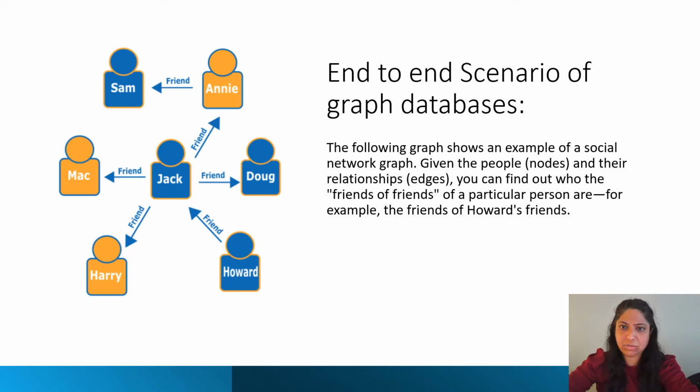Let's see an end-to-end scenario of a graph database. If you consider the example on the left, the graph is showing an example of a social network graph where the nodes are the people and the relationships are the edges. Our problem here is how can we find out who the friends of friends are for a particular person. For example, in this graph, we are finding the friends of Howard's friends. In real time, when we use Facebook, we do get recommendations of friends. That is because it is using graph databases behind the scenes.